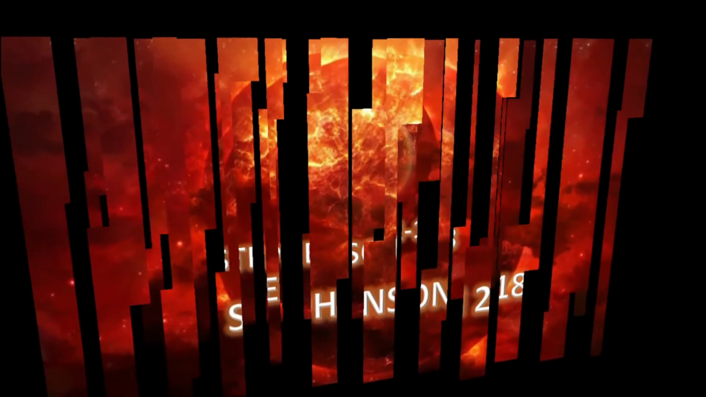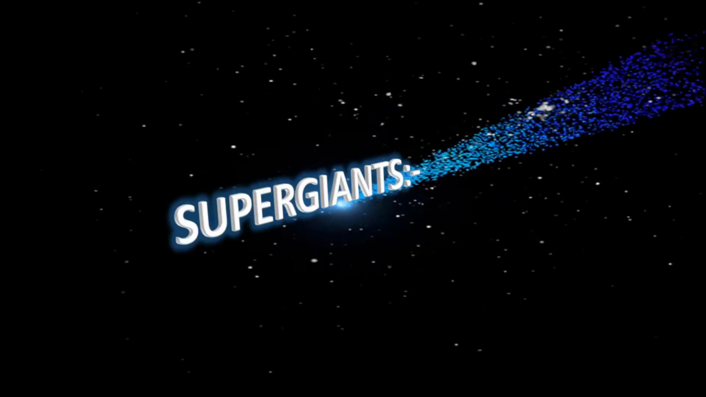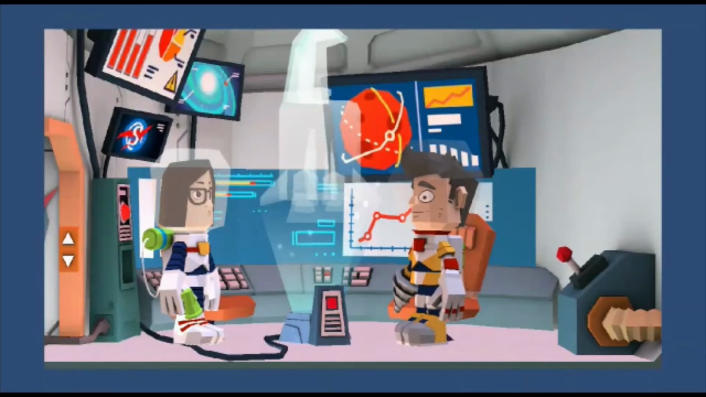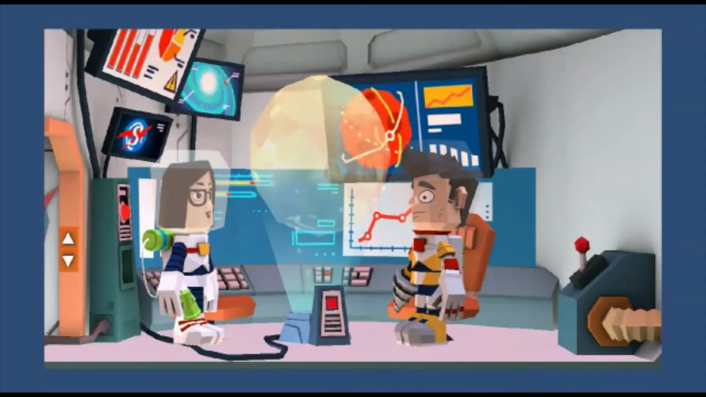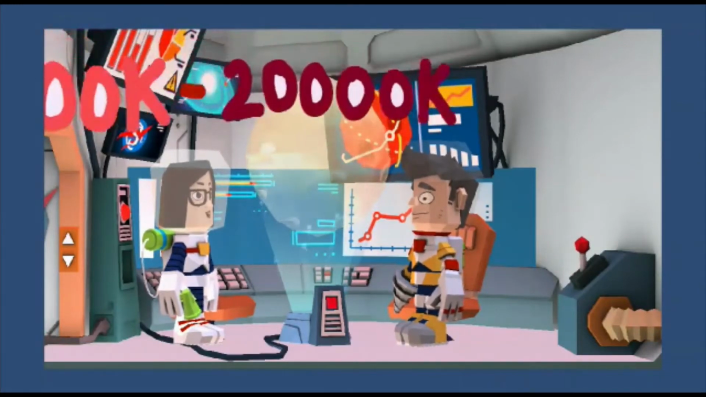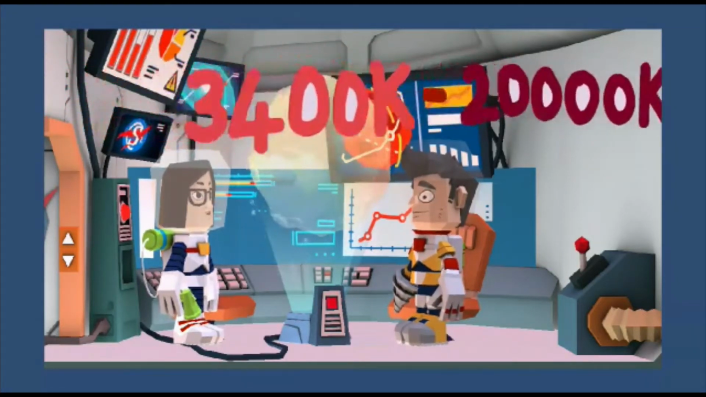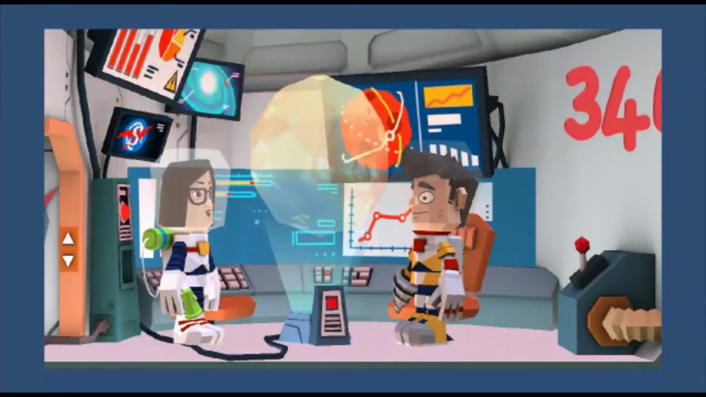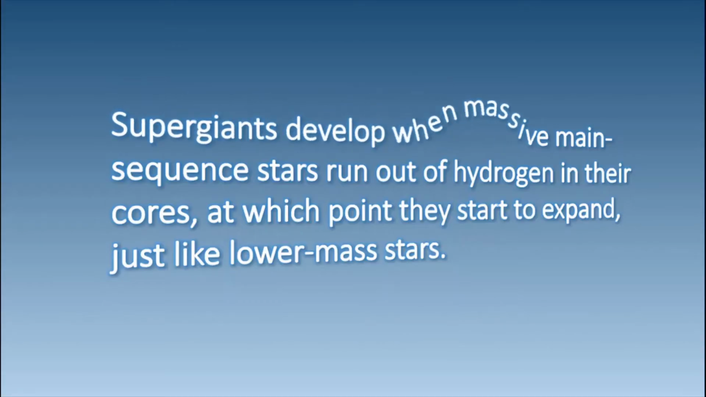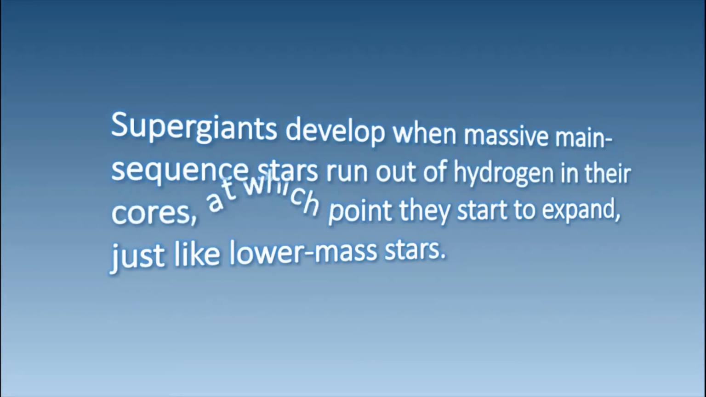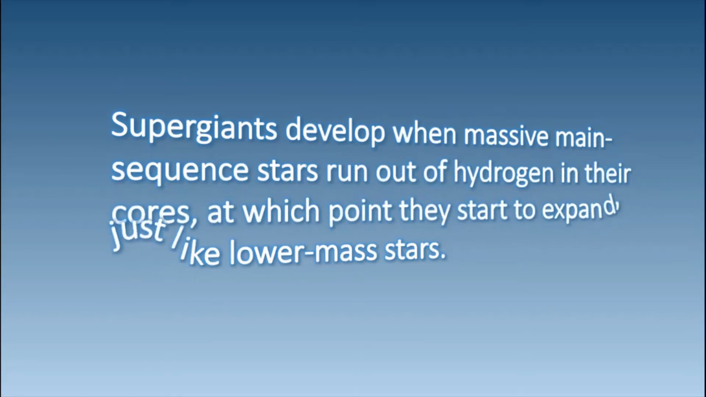Number 2, supergiants. The most massive and most luminous stars in the universe are the supergiants. The temperature range of supergiant stars spans from about 3400 Kelvin to 20,000 Kelvin. Supergiants develop when massive main sequence stars run out of hydrogen in their cores, at which point they start to expand just like lower mass stars.